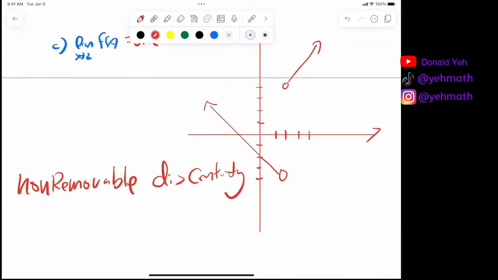Now, you guys need to know, non-removable discontinuity is of two kinds. One is what? A vertical asymptote, and the other one is a jump. And a jump is only like this with the absolute value function.